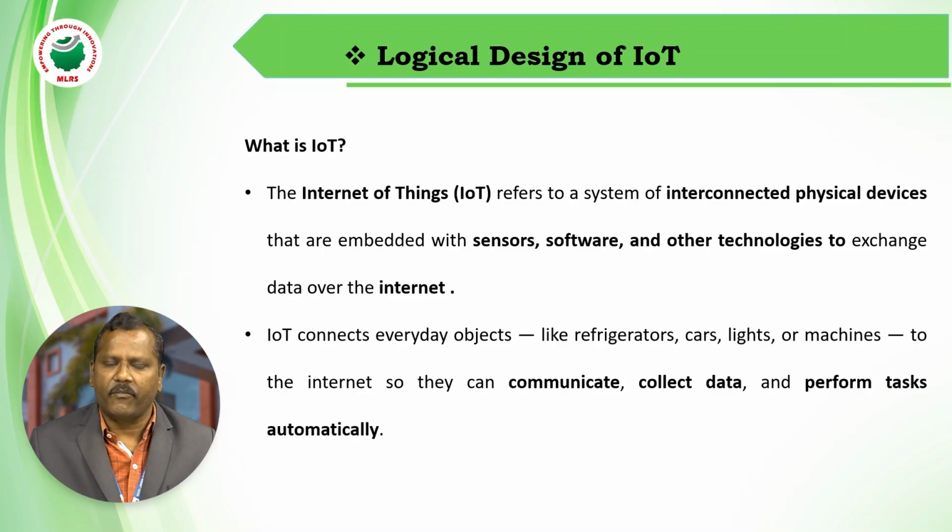IoT refers to a system of interconnected physical devices that are embedded with sensors, actuators, software, and other technologies to exchange the data over the internet. IoT connects everyday objects like refrigerators, cars, fans, lights, machines to the internet so that they can communicate, collect data, and perform tasks automatically. Now we will discuss the logical design of IoT.